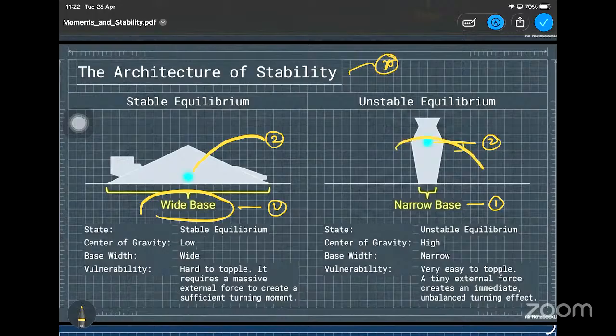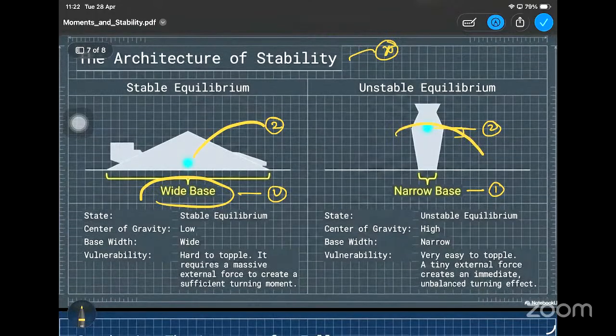So therefore, it can fall down, right? And here, the center of gravity is at a low position, and the base width is higher, right? And vulnerability is low, hard to topple. It requires a massive external force to create a significant turning moment.